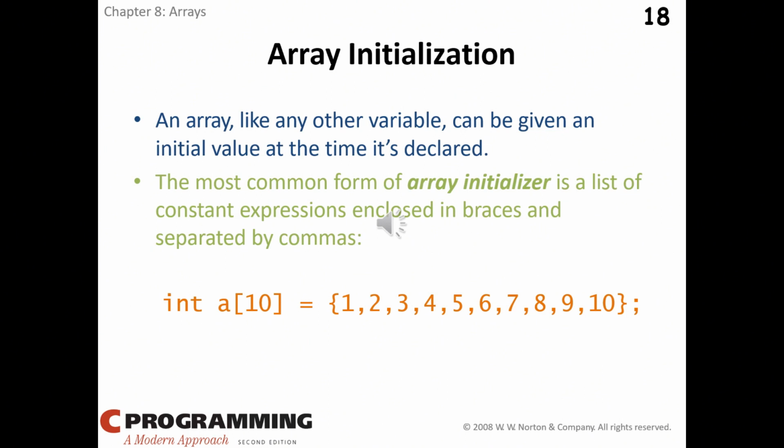Now, the most common way to do this is by using a list of constant expressions enclosed in braces and separated by commas. So it's like having a shopping list with all the ingredients we need for our recipe. And for example, let's say we have an array called A with 10 slots and we want to fill it with the numbers from 1 to 10.